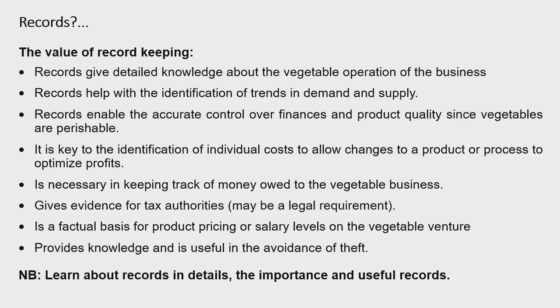Now, looking at the values of record keeping, records give detailed knowledge about the vegetable operations of the business. It can be a vegetable or any other business operations. So records are there to give that detailed knowledge. Records help with the identification of trends in demand and supply. Records also enable accurate control over finance and product quality, since vegetables are perishable.